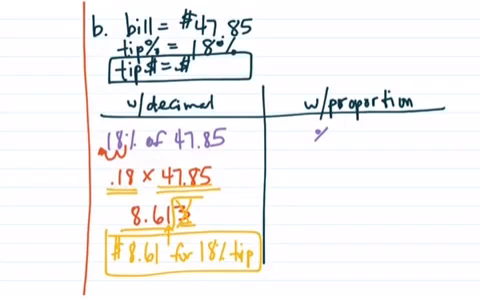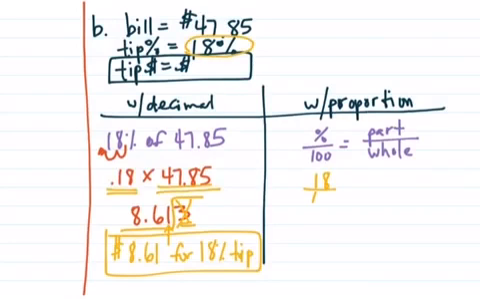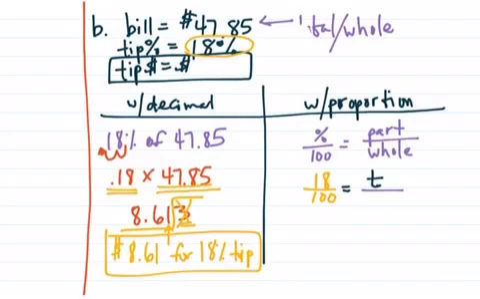The other method is using the percent proportion, which we've already talked about, where you put percent over 100 equals part over whole. Looking at our numbers here, my percent is 18%, so I'm going to put 18 over 100, because percent means out of 100. I want to know what the part is, so I'm going to put T for tip. The total, or whole, is 47.85. What I need to do next is multiply these two numbers together.